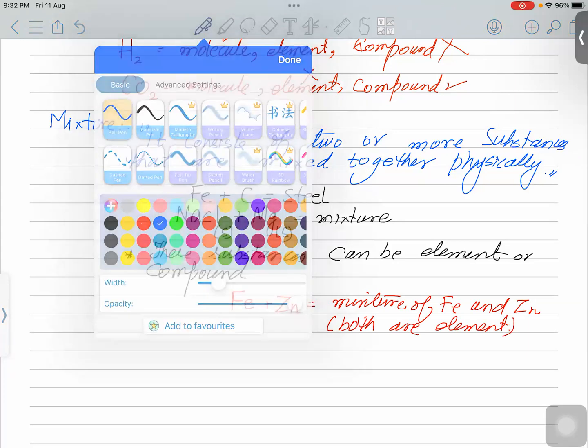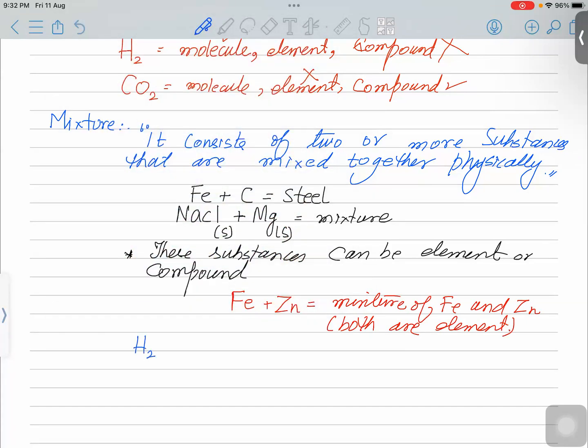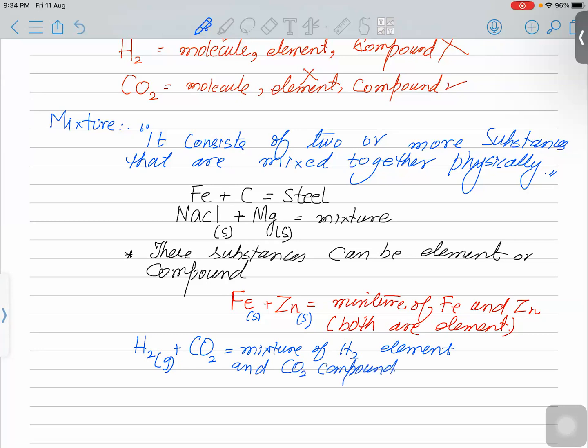Another example is hydrogen gas is a molecule, carbon dioxide is a molecule, but hydrogen is also an element, right? So this is the mixture of hydrogen element and carbon dioxide compound.